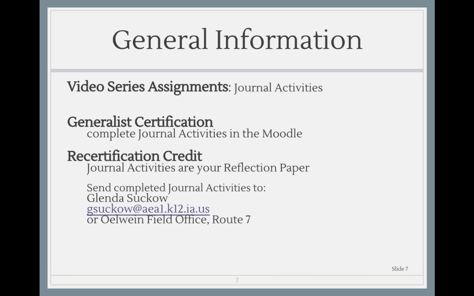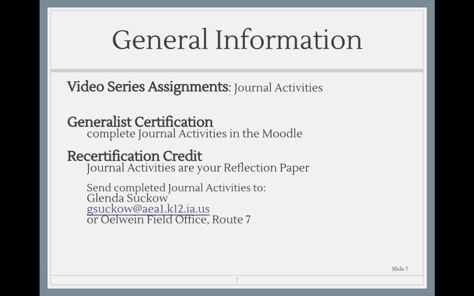As a review, I will provide some general information about how all of our video series are structured. The assignments will be in the form of journal activities. Each video series will have journal activity slides that are denoted by a notebook icon in the upper left-hand corner. For those of you who are taking the course for your Generalist certification, the journal activities as described in the videos will be completed in the Moodle. Additional guidance will be provided for how to complete these on the Moodle site. If you are taking the course for the recertification credit, in the past, the assignment has been a 1-page reflection paper. For this year's Video 1, Video 2, and Video 3, the journal activities discussed in the video will take the place of the reflection paper that you may be used to writing.